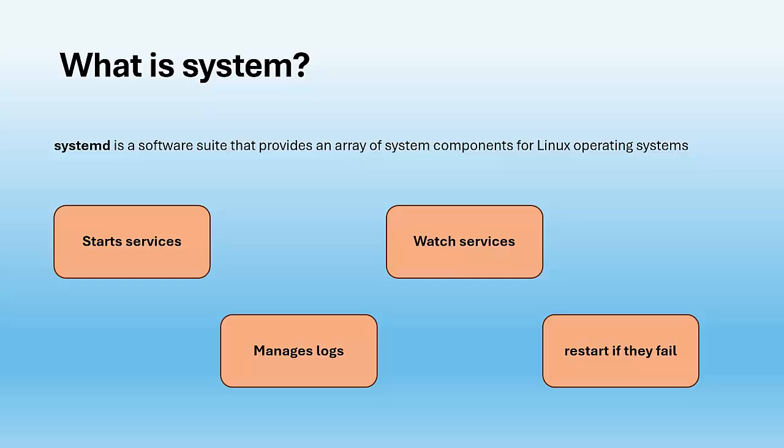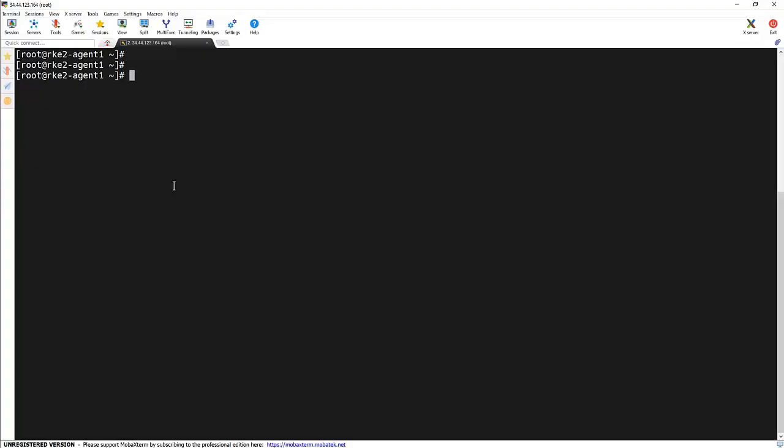Now let's jump onto the practical demo. First of all, let's look at all the Linux services your Linux system is running right now. For that, we have a command, that is systemctl list-units --type=service. It will list out all the services which are in the system.